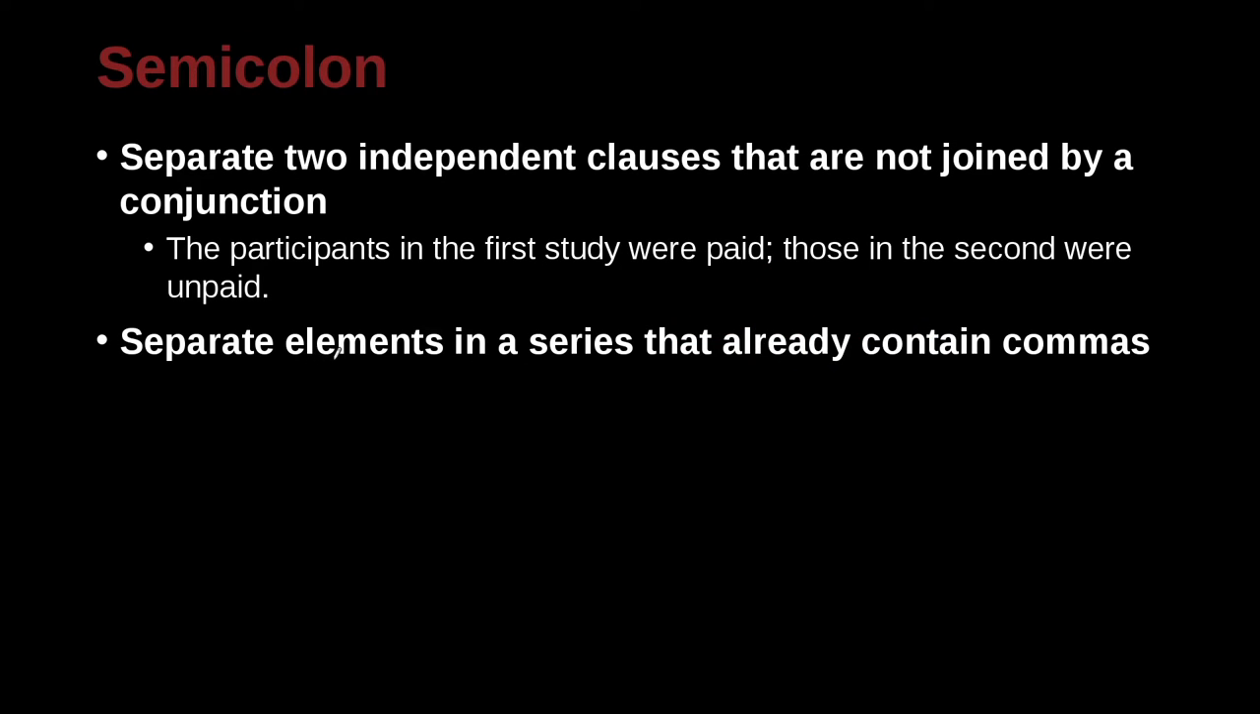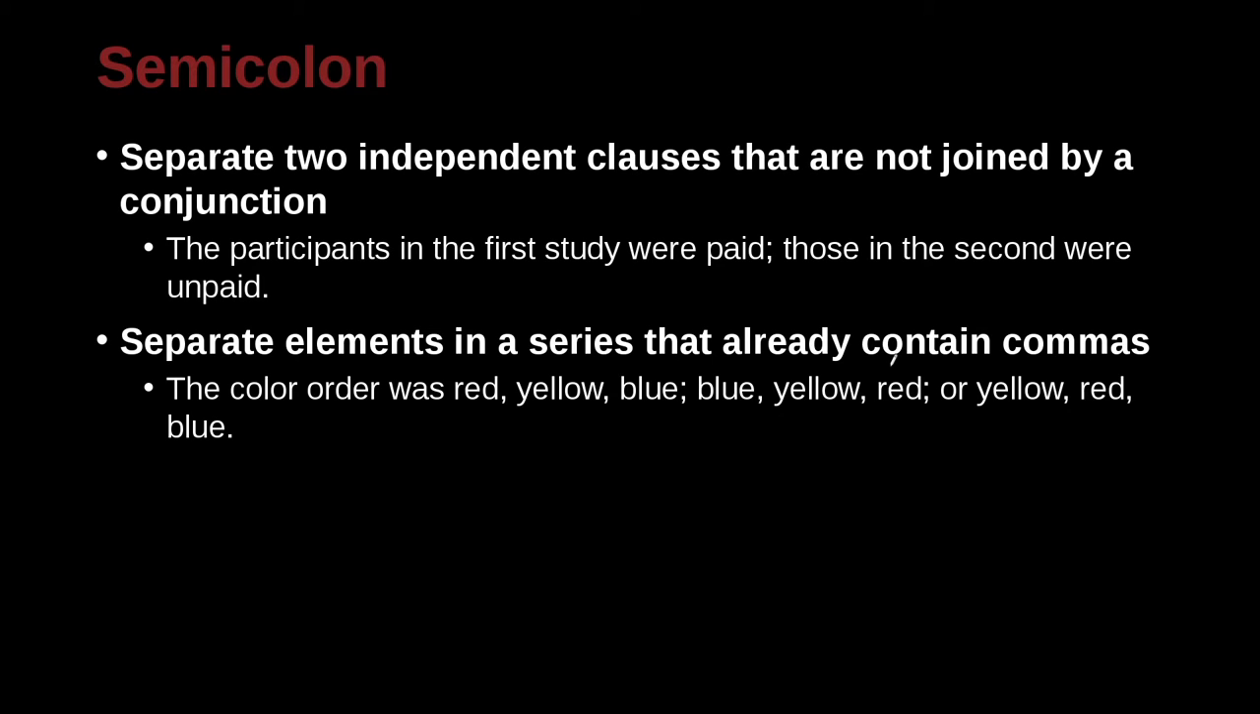You can also use a semicolon to separate elements in a series that also contains other commas. So here is an example, getting a little bit complicated. The color order was red, comma, yellow, comma, blue, semicolon, blue, comma, yellow, comma, red, semicolon, or yellow, comma, red, comma, blue. So we have three different types of color combinations.